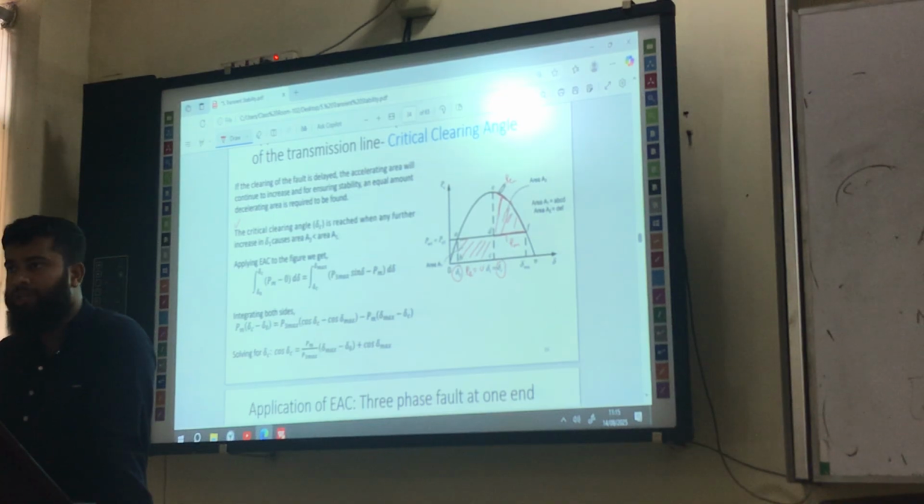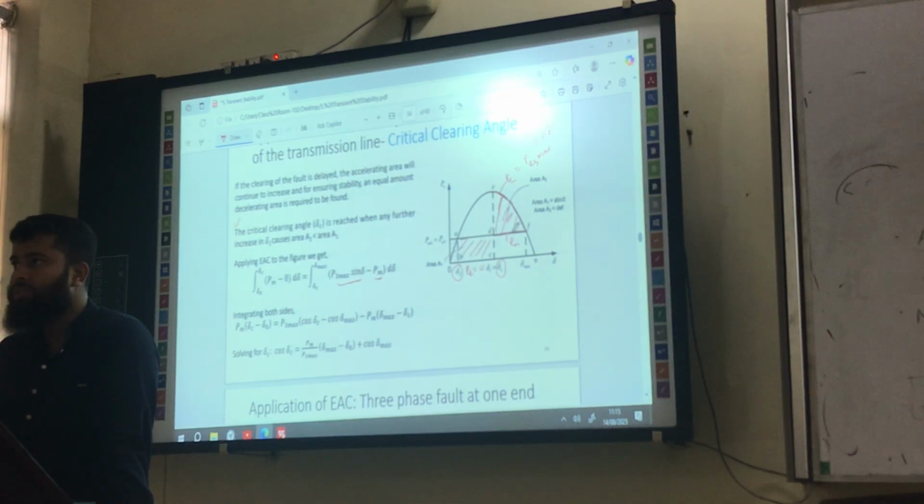What is this P? This is the after-fault case, right? That's why this P should be the P max, but we denoted this P max as P3 max, that is the third scenario or the after-fault case. So P3 max sin delta minus PM, that is constant, and the integration should be from delta C to delta max. Always the last swing should be treated as delta max. This is the maximum swing that can be possible.